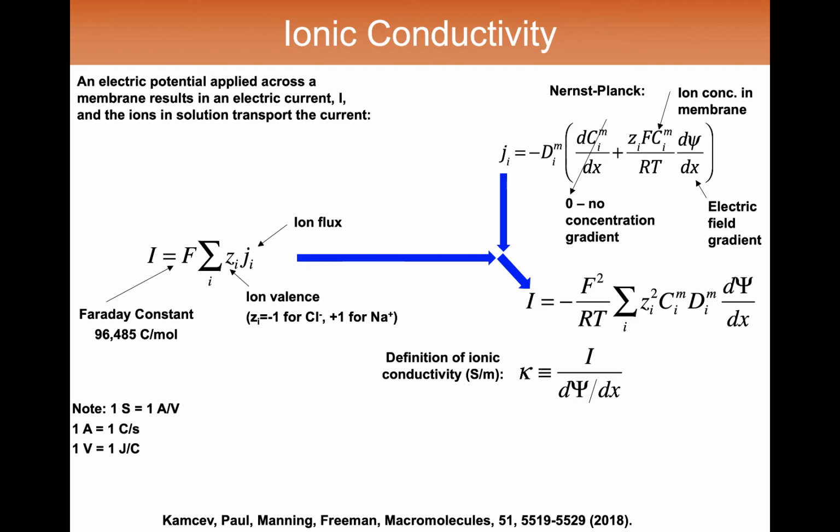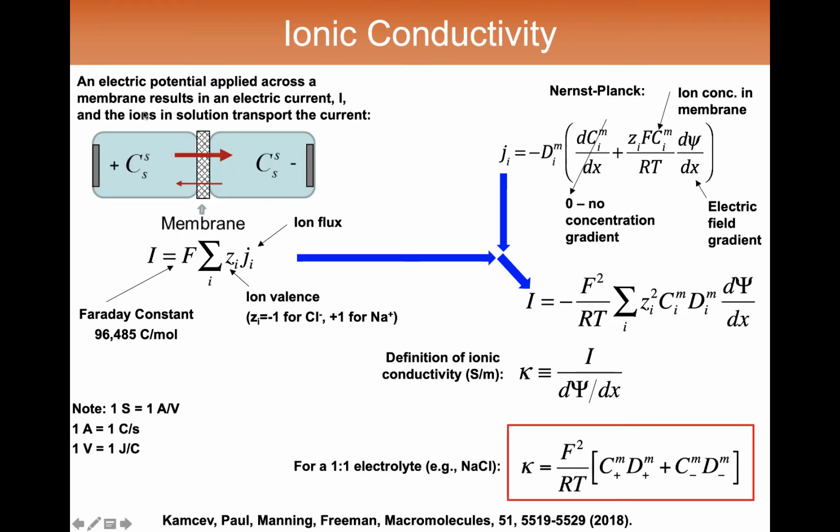Now, we'll turn over a bit to discuss ionic conductivity, and in this case, we have a scenario where we have a very similar device with salt water on both sides of a membrane that's sandwiched in between. And here the salt concentration on either side of the membrane is exactly the same. And we apply an electric field with these two electrodes to drive cations in one direction and anions in the other. And the electric current, by definition, can be written as the Faraday constant.